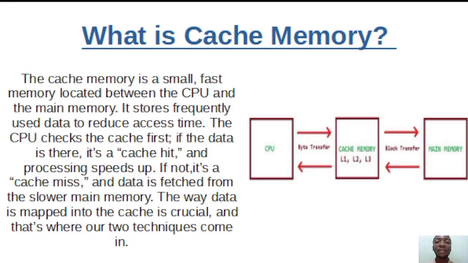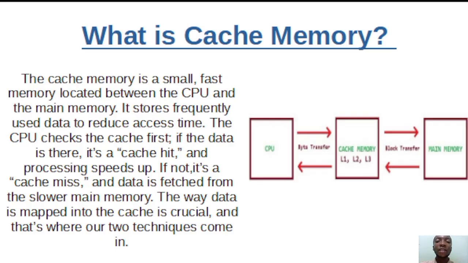So, what exactly is cache memory? Picture a small, super-fast memory space sitting right between the CPU and the main memory. It's the job of the cache memory to hold data that the CPU uses all the time. Why? Because fetching data from the main memory is slow, and the CPU needs quick access to keep things running smoothly.